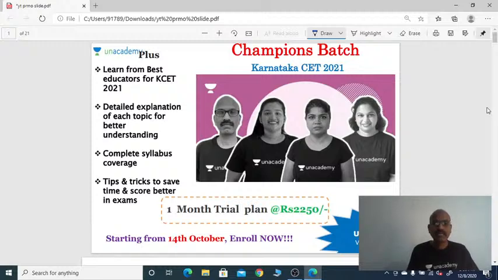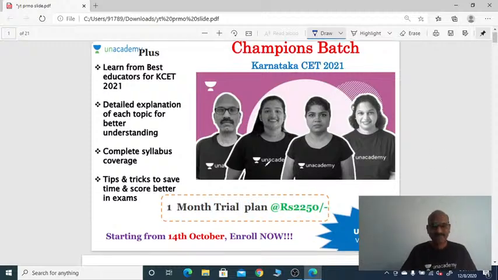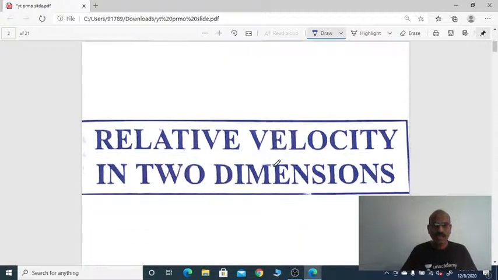So today we are going to discuss the important concept of relative velocity and based on numerical. Right? So once again I welcome all the viewers. Relative velocity in two dimensions. The term relative velocity is used to compare the velocity of two bodies in terms of displacement velocities, right?